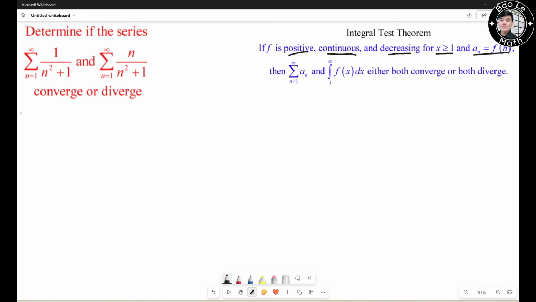Alright, so we take a look at the first one right here. We let f of s equals 1 over s squared plus 1, this guy right here, for s greater than or equal to 1, because n goes from 1 to infinity. First we need to check if this function is positive or not. So we check the first one: positive.